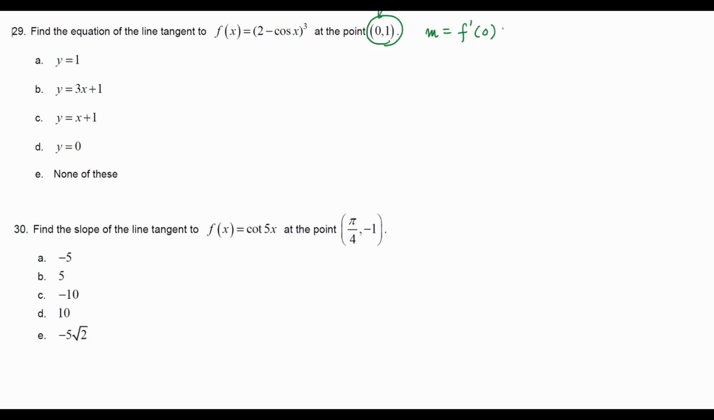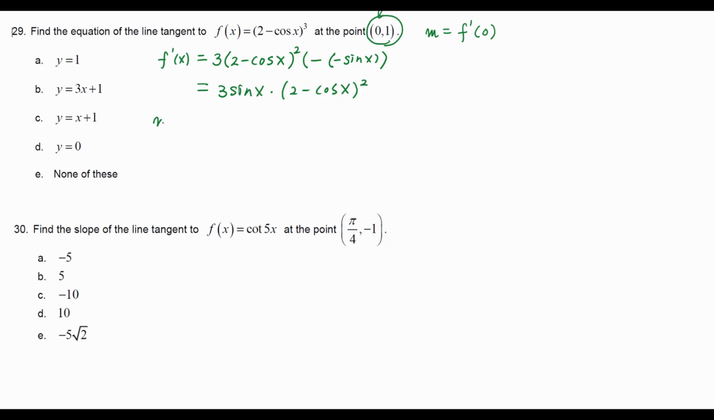Once you have that, you can use the point-slope form of a line and find the equation of the line. All right, so let's find f prime of x. Since you have a function raised to the third power, you need to use the chain rule. So the derivative is 3 times the inner function raised to the second power times the derivative of the inner function. The derivative of 2 is 0, minus the derivative of cosine x, which is negative sine x. So this is equal to 3 sin x times (2 − cos x)². So I found my f prime of x.